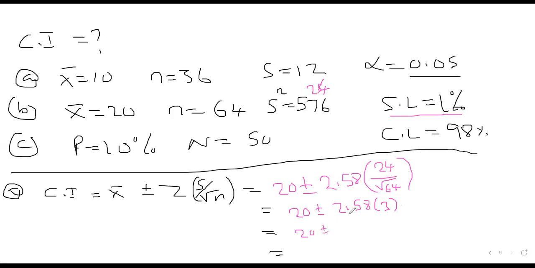When we multiply the standard error by the Z value, we get the margin of error. So when we apply 3 times 2.58, what do we get? 7.74. So when we subtract here, we get 12.26. When we add, we get 27.74. So this is what we call our confidence interval. We are 99% confident that our true mean will lie between 12.26 and 27.74.